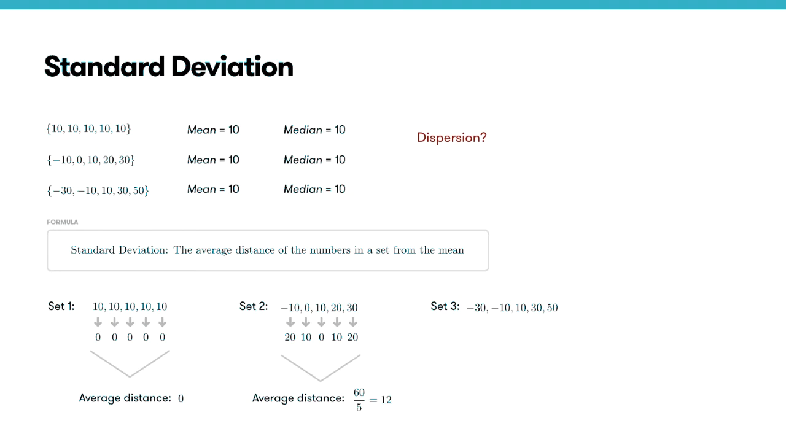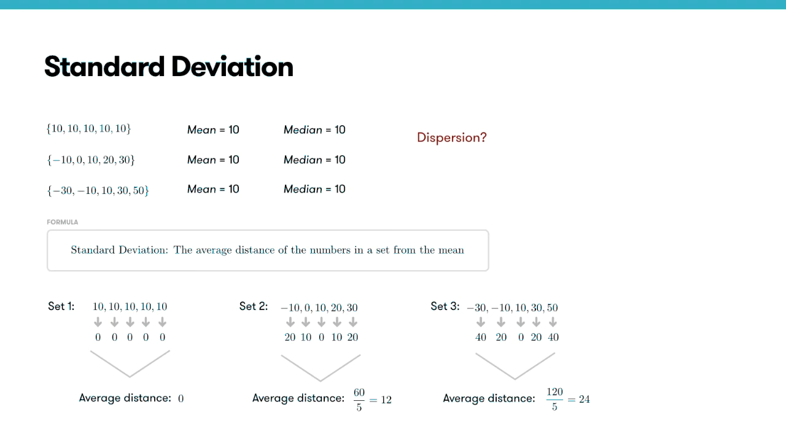Finally, if we look at the third set, we again know the mean is 10, and we know that the terms in order are 40 away from the mean, 20 away, 0 away, 20 away, and 40 away. Again, we're going to calculate the average distance from the mean. To do so, we'll get the total distance of all the terms from the mean, which comes out to 120, divide by the number of terms, which is 5, and we'll arrive at an estimate of 24 for the standard deviation.